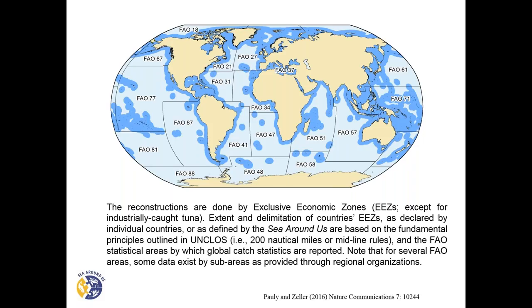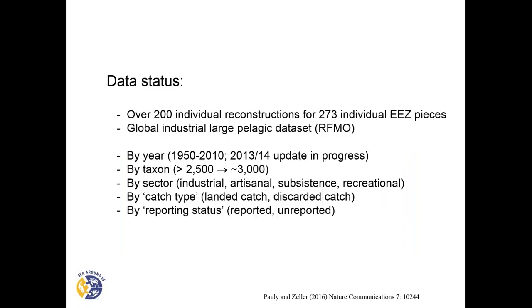In addition to these reconstructions for each EEZ, we've also done a global reconstruction of the industrial tuna fisheries, which basically operates worldwide. That was done slightly differently. Where are we now? We've done well over 200 individual reconstruction projects for these 273 EEZ pieces, as well as the global industrial pelagic that I mentioned. We've done this by year from 1950 to 2010, and at the moment we're in the process of updating the data to the most recent year, which is actually 2014.